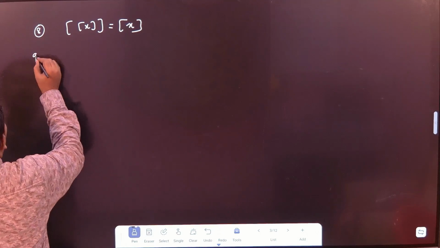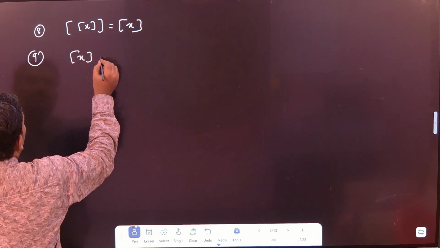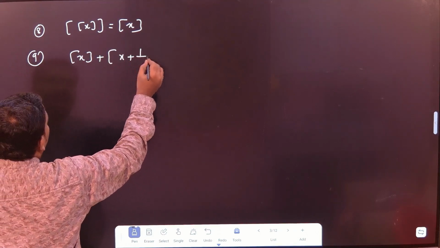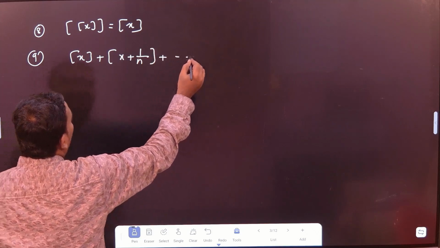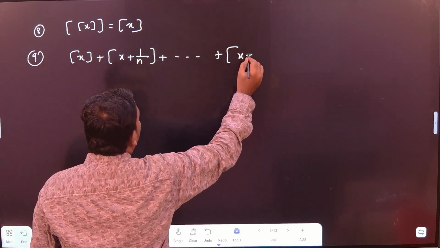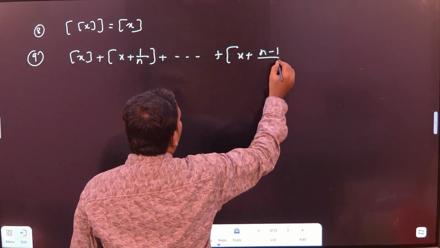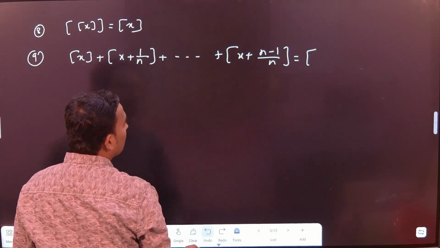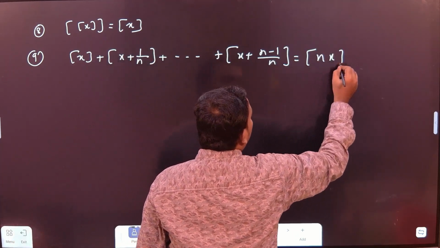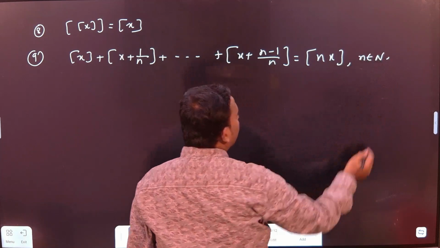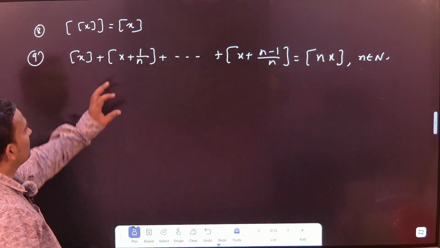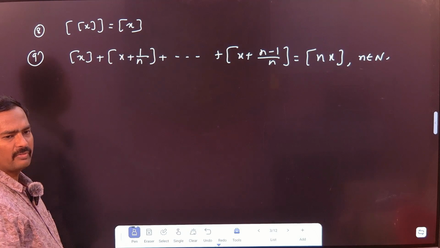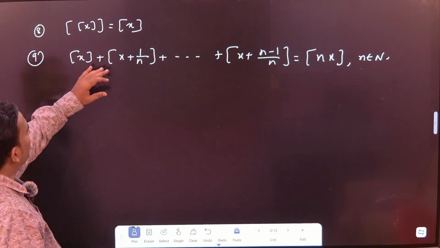Okay. Next, you can see the greatest integer function of x plus greatest integer function of x plus 1 by n, and so on, up to greatest integer function of x plus n minus 1 by n. See, this is always the greatest integer function of n times x, where n belongs to natural numbers. This is very important. The proof we'll discuss later. So you have to remember this pattern.